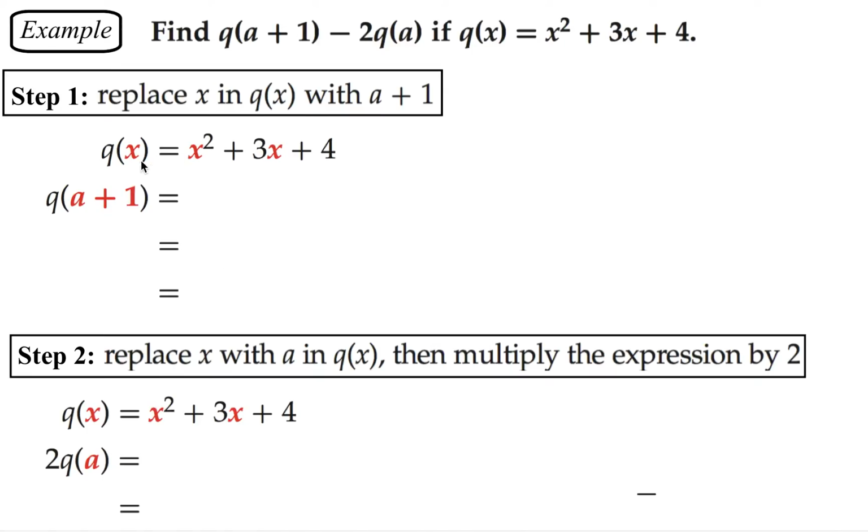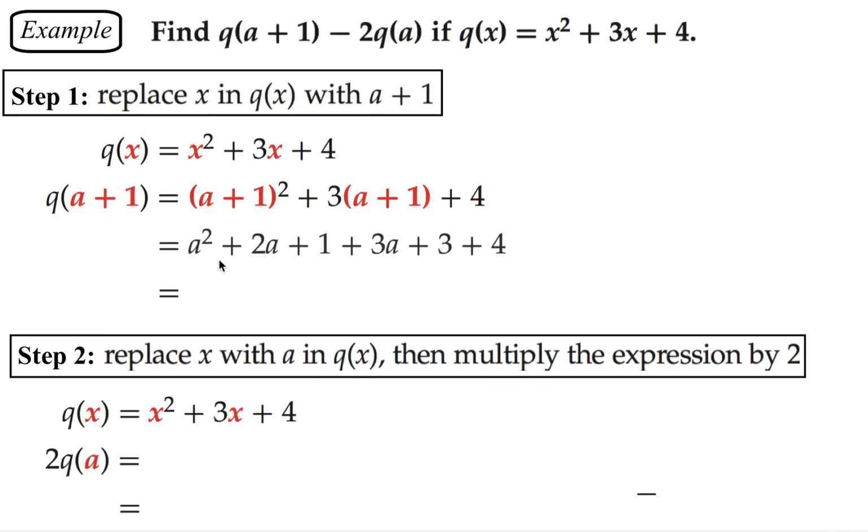So let's go ahead and start with replacing the variable x in our function with the variable a plus 1. So everywhere you see an x, we will replace that with a plus 1. Okay, so now when we square a binomial, remember we have to use FOIL to do that. So we get a squared plus 2a plus 1. And then distributing our 3, we get 3a plus 3. And then we have plus 4. So now we need to combine our like terms. We have an a squared plus 5a's and then plus 8. We add all of our constants together. So step 1 is complete.